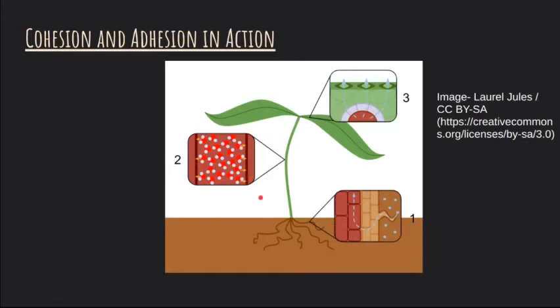So when water is being transported from the roots of a really tall plant, such as a tree, all the way to the top of the leaves, how that works is because they can go against gravity by sticking to each other and sticking to the walls of the stem.